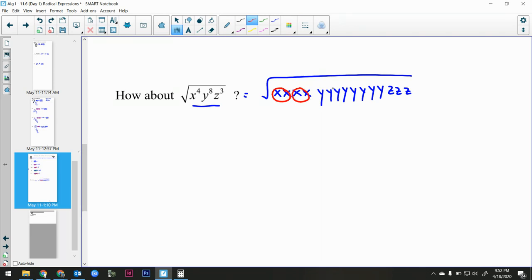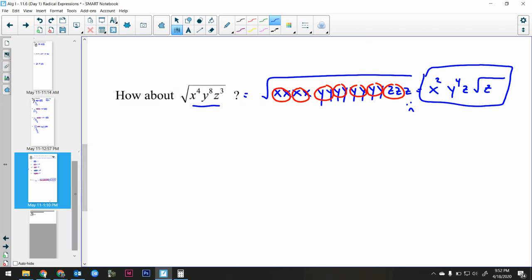Okay, let's buddy. Got 2 x's coming out, 4 y's coming out, and a z coming out. So this turns into 2 x's, 4 y's, and a z coming out. And then what's the only thing without a buddy? Oh, sad. Z. Got no buddy to come out with.